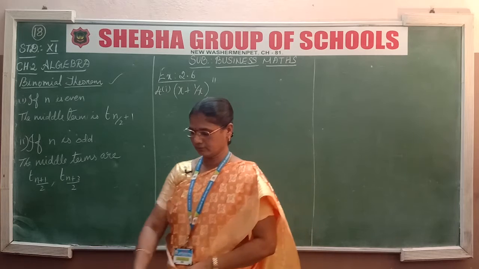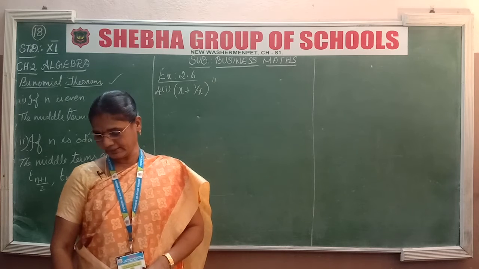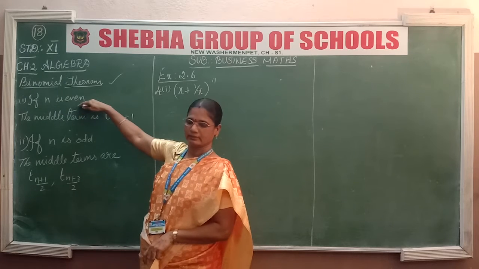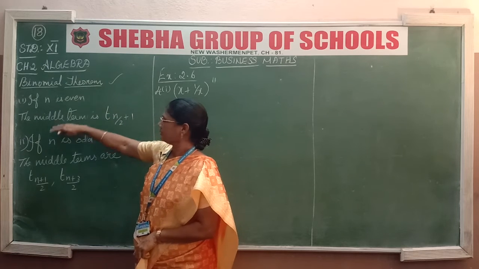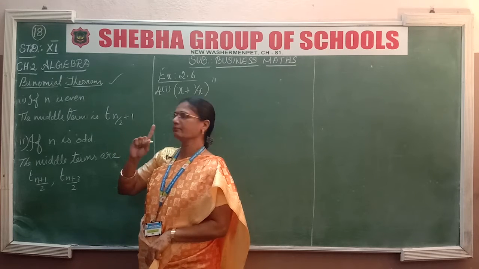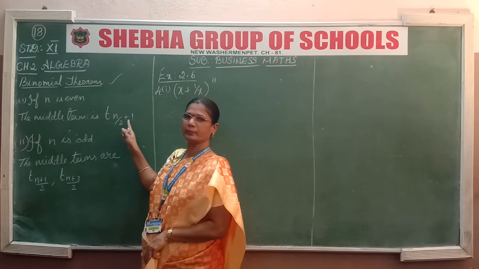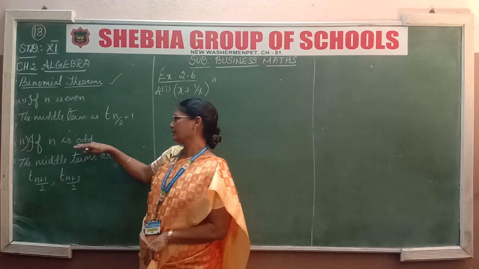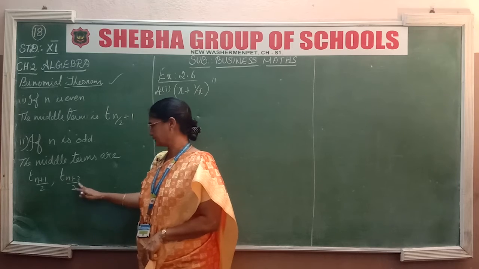And listen, fourth one. Fourth one's first subdivision: (x plus 1 by x) whole power 11 is given. Find the middle terms in the expansion. And listen, one thing. If n is even, that means in (x plus a) whole power n, when n is even, we get an odd number of terms, so there is only one middle term, that is T n by 2 plus 1. Next, if n is odd, there are two middle terms. They are T (n plus 1) by 2 and T (n plus 3) by 2.